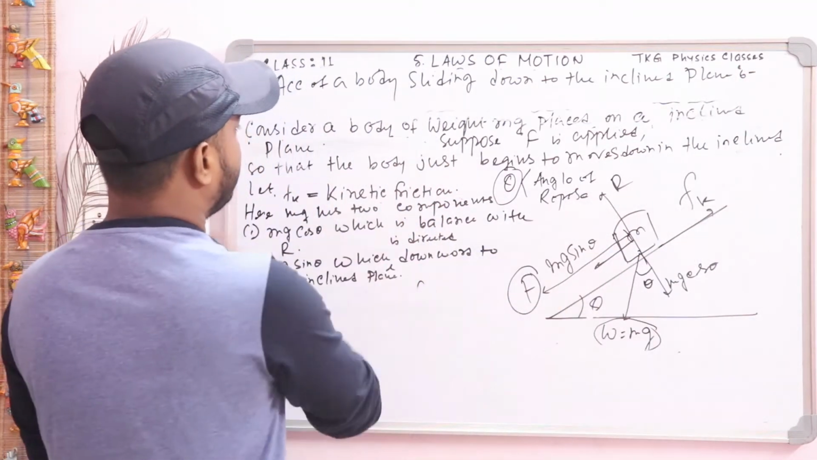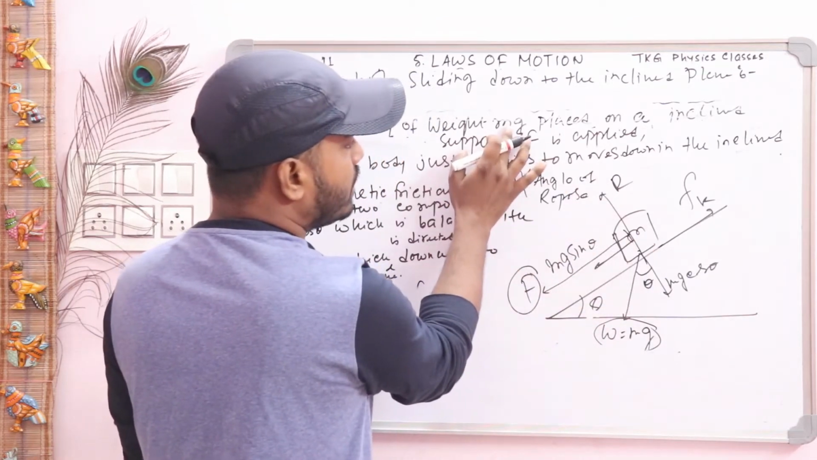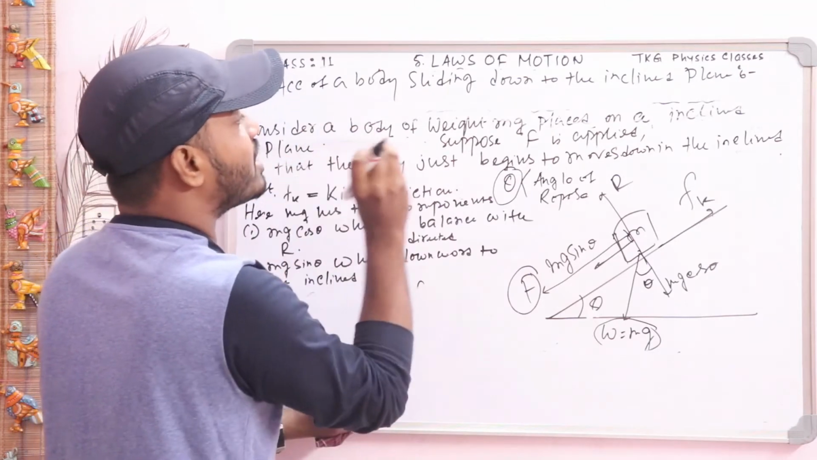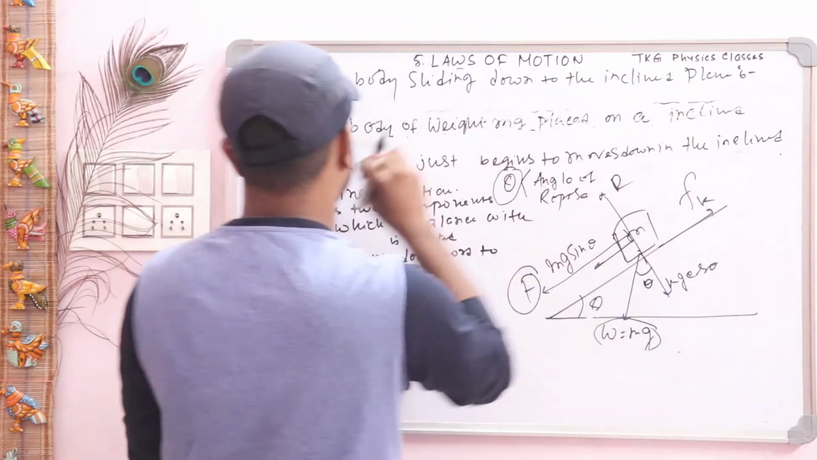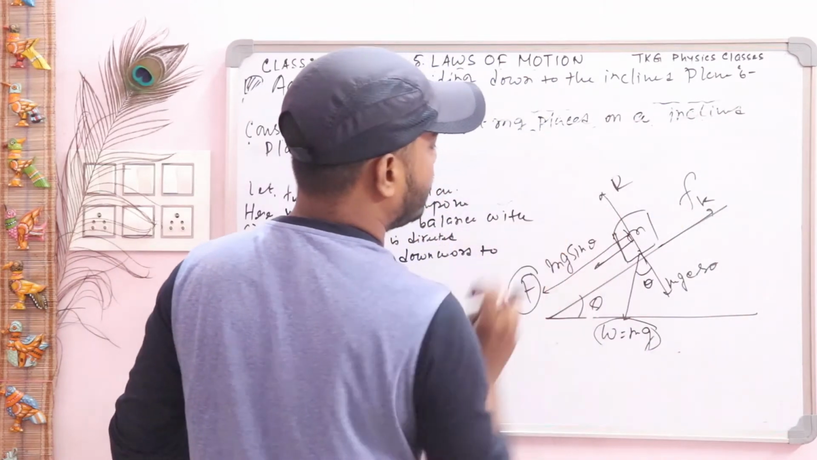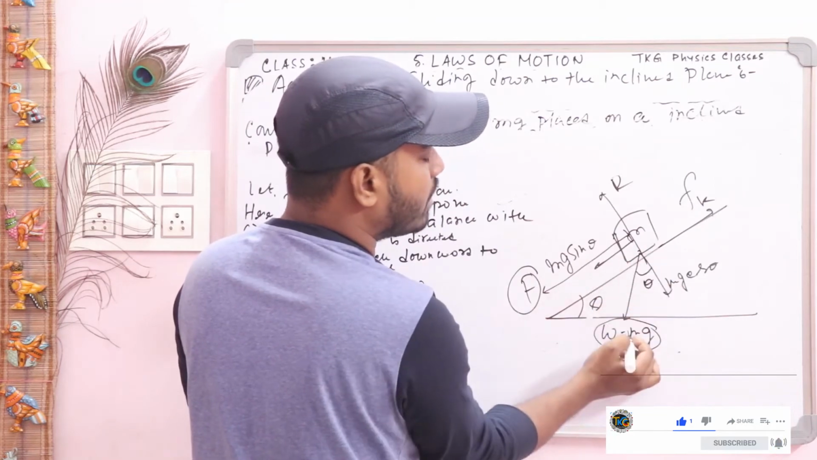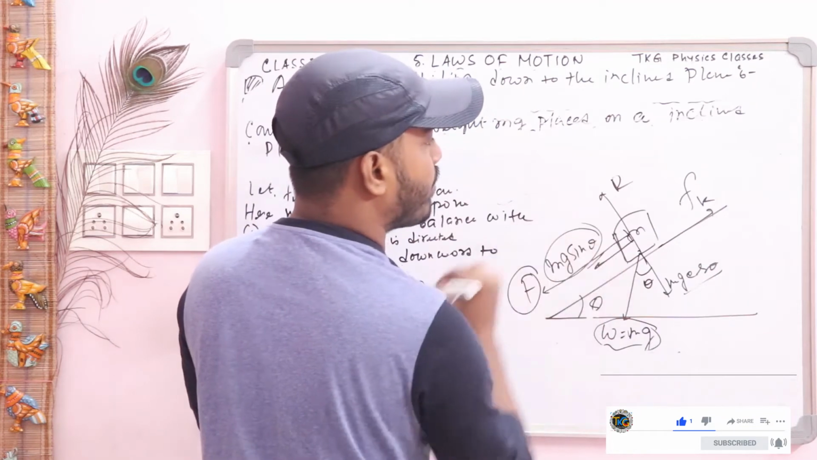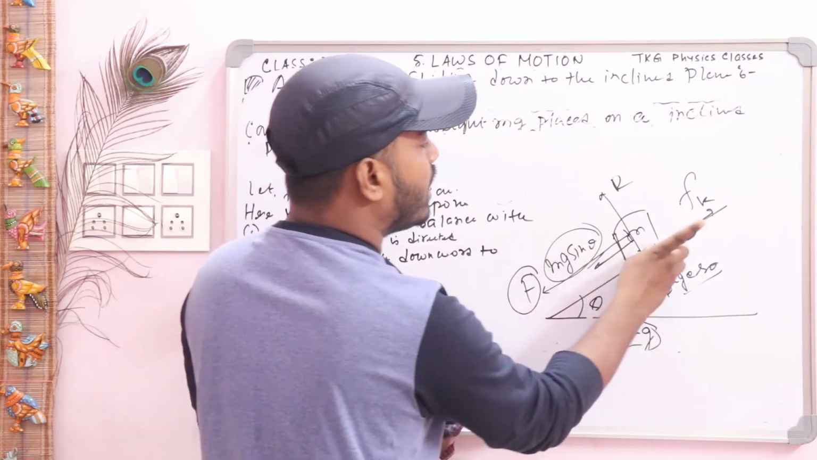Okay, so consider a body of mass m, that is weight mg, placed on an inclined plane. But here no external force is applied on that body. Now you just divide this component. Mg is directed vertically downward, so this component is mg cos theta, this component is mg sin theta. So when mg sin theta is in the downward direction, Fk will be in the upward direction.